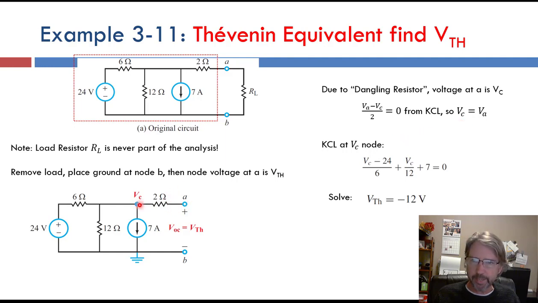And once we realize that, we can go back and just do the analysis at VC here. We have another node here, but it's 24 volts. We've got the ground node down here, so hopefully your node skills are good. If not, you can review those videos. But if we do KCL at the VC node, we get VC minus 24 over 6, plus VC minus 0 over 12, plus 7 going out equals 0. And we can solve that for VC, which is VA, which is V Thevenin, negative 12 volts.